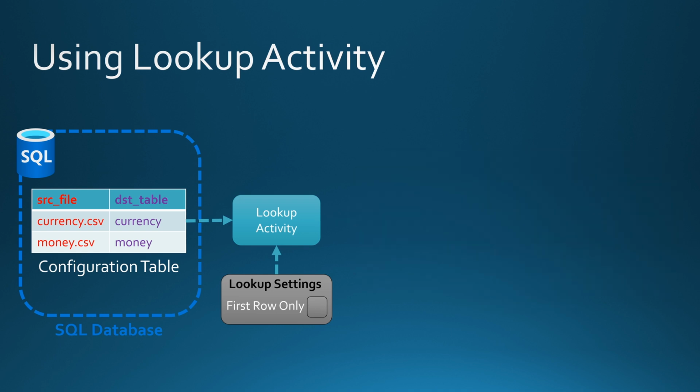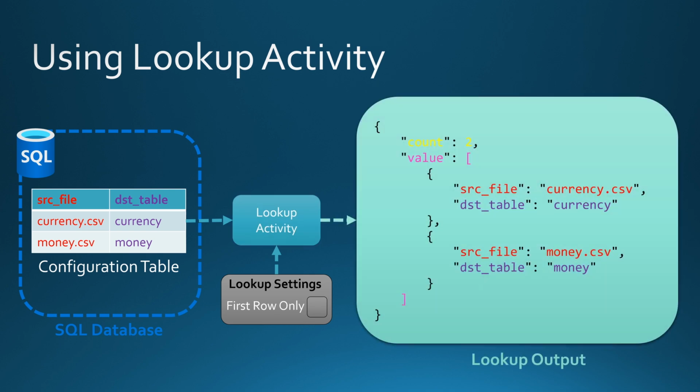Next, let's run our lookup activity again, but now let's uncheck the first row only setting, and let's see how the output looks now. Our lookup activity runs, and now we can see that we get a different output. We get the count, how many rows were retrieved, and then we get the value array, and in that array we have all the rows that were retrieved. In this case we have two rows, so we now get both the currency and the money configuration out from the configuration table. Now we have the core understanding of how the lookup activity works and how it can be used.